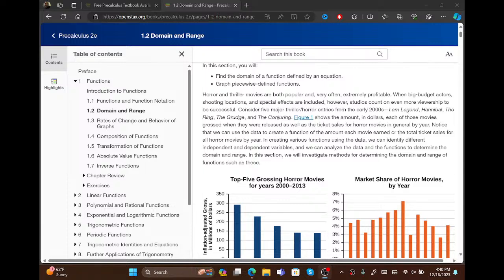So, give me 1 second. Sorry guys, hold on. So in the last section, we learned about functions and function notation. And now in this section, we're going to learn more about domain and range.